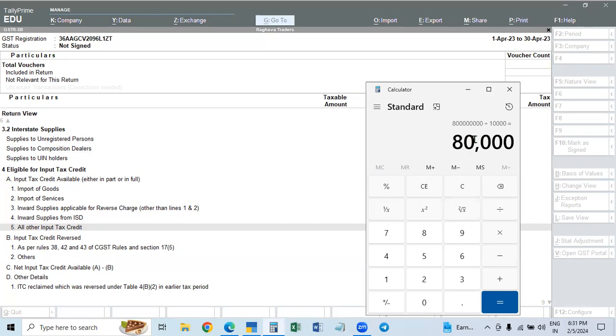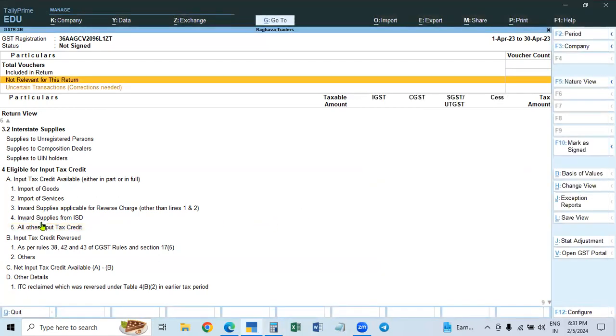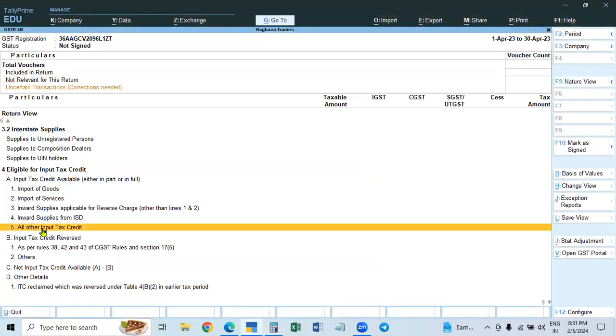So here, first of all, claim the total amount. We will claim 1 lakh here, and the amount to be decreased is 80,000. It is to be omitted. Omitting, that is reducing, is called reversal. The amount is to be reversed.